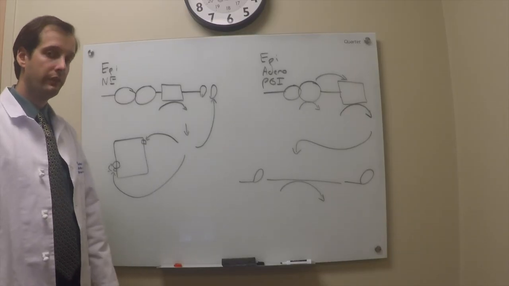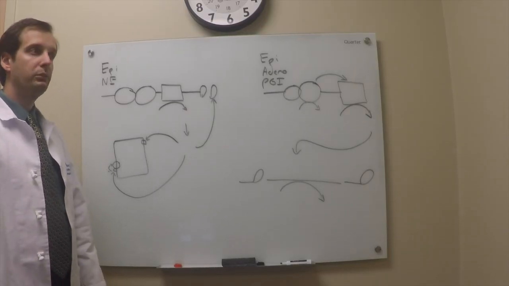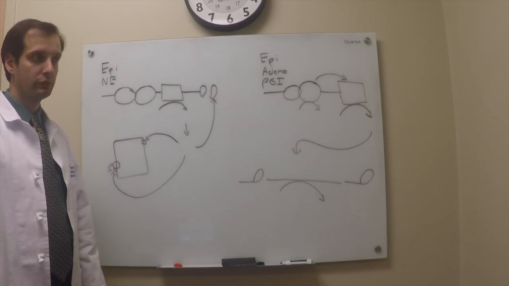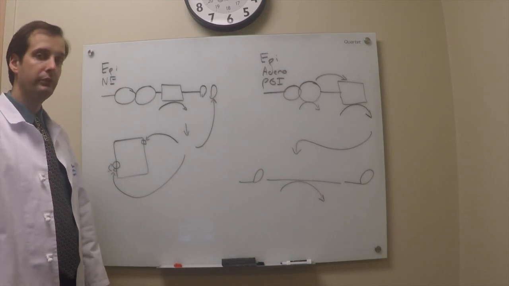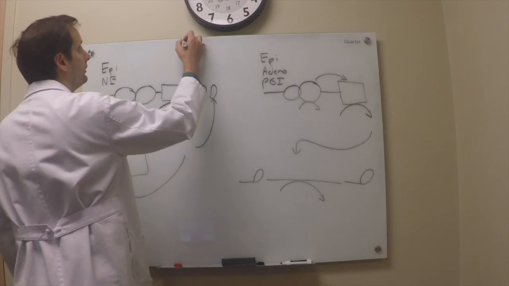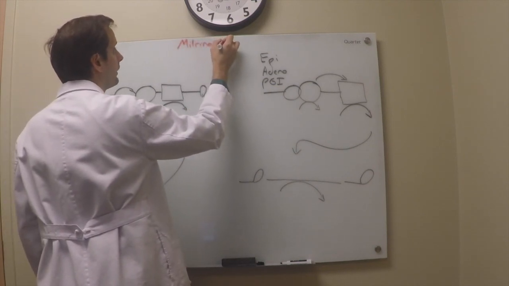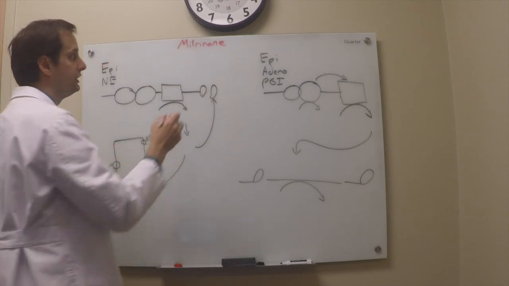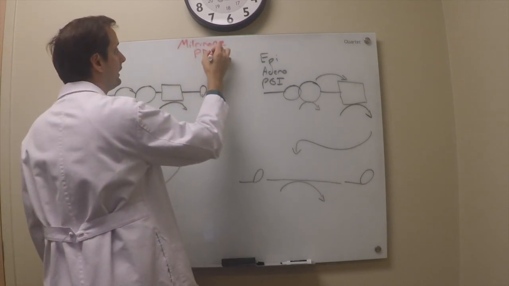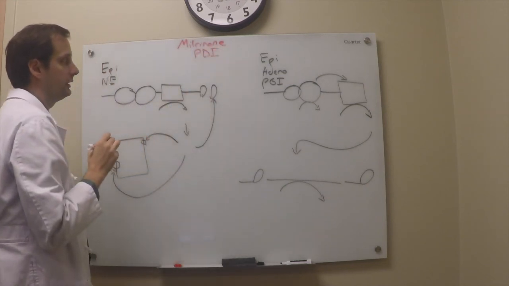Let's take everything we've learned up until this point and put it together in a clinical context. We'll talk about a drug. Specifically, we'll talk about milrinone. And milrinone, if you remember from pharmacology, is a PDI, a phosphodiesterase inhibitor.